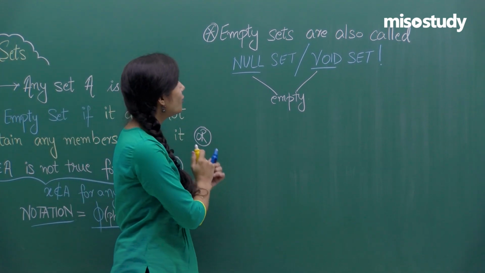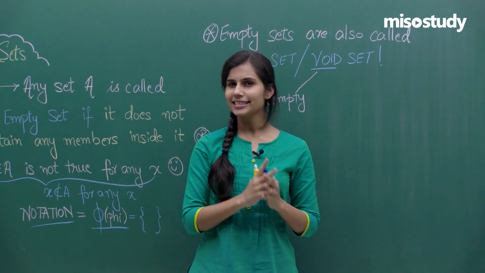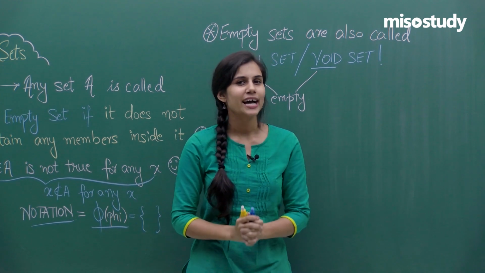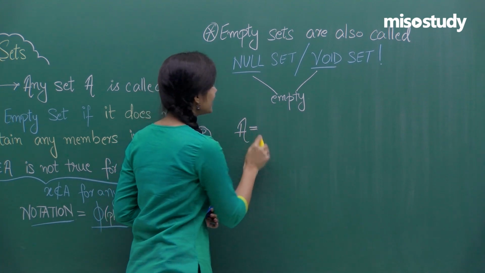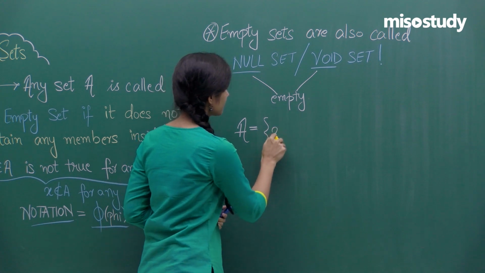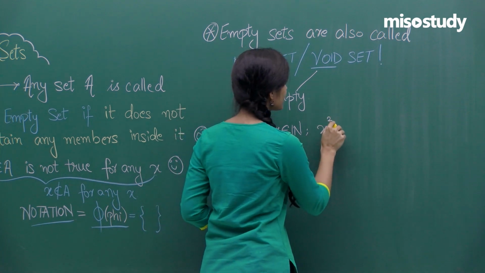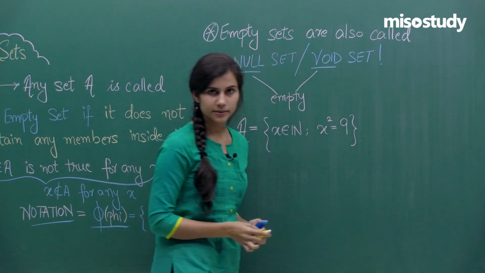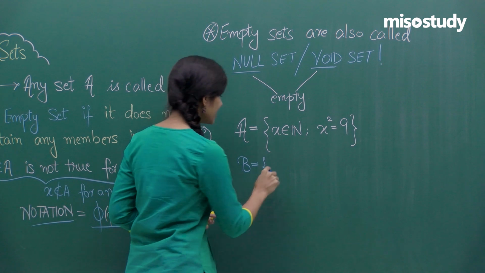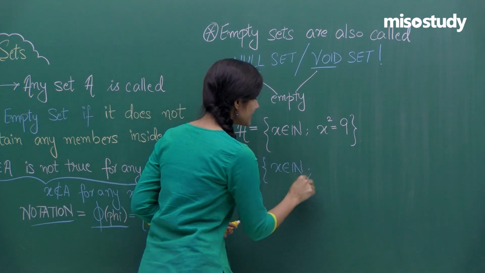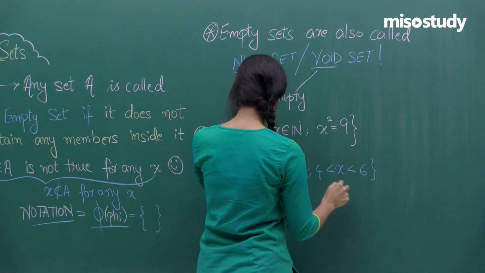Okay? Now it is the turn to unfold the very mystery of what the second category of sets are. Before that, let us try and work some sets out. If I give you a set A which is equal to all those x belonging to natural numbers such that x square is equal to 9. And on the other hand, I give you another set B which is all those x again belonging to natural numbers such that x is strictly greater than 4 and strictly less than 6.